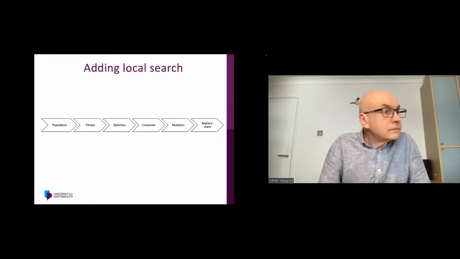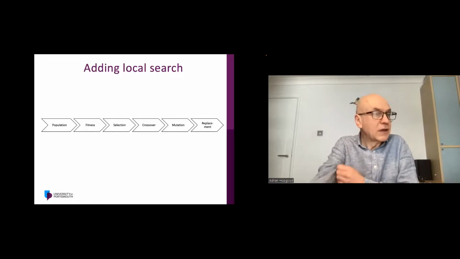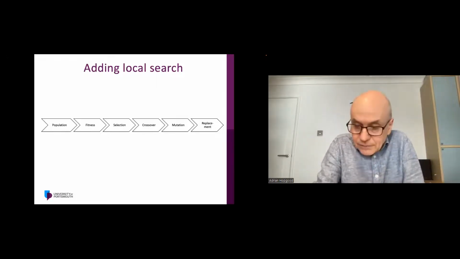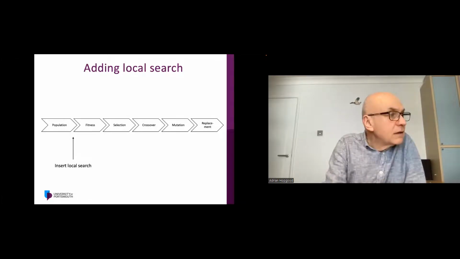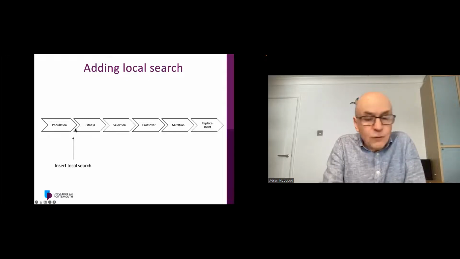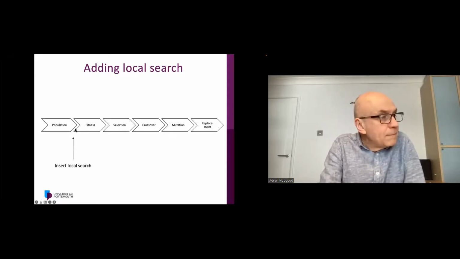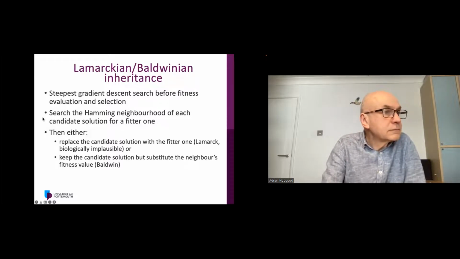Right, what I want to move on to now is some of the tweaks and refinements to the standard genetic algorithms. So one of the things you can do to improve a genetic algorithm is to add a local search stage just here. So I've already explained that a genetic algorithm starts with a population, you evaluate the fitness, you select the fittest individuals, you reproduce from them through crossover, introduce diversity through mutation, and then you have a new replacement population. Well, what you can do at this stage, before you evaluate the fitness, is to carry out a local search around each candidate solution to see if it has a neighbor that's actually fitter.